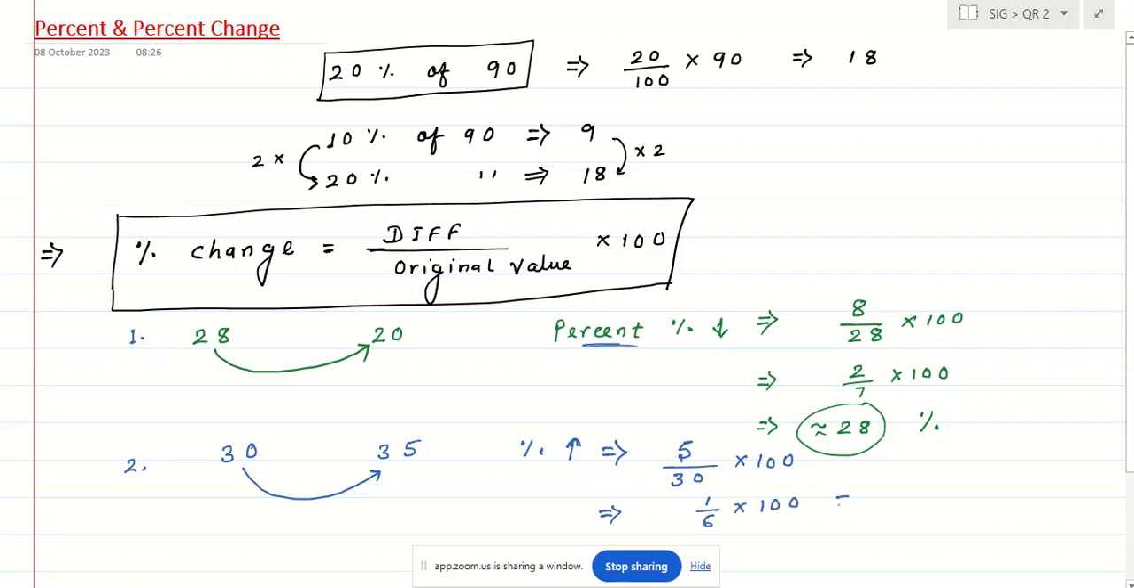Basically, you should know the percentage value of 1 by 6. That is 16.66 percent. That is the one expression that you should keep in mind. That is called percentage change. It could be a decrement, it could be an increment. That depends. If it's an increment, keep in mind the lower value will be the original value. If it's a decrement, the higher value is the original value. Make sense, everybody?